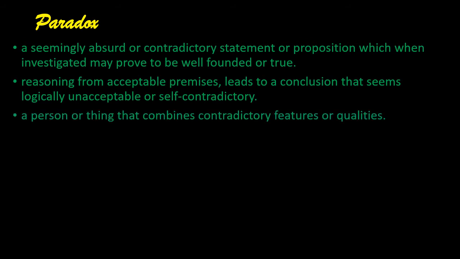A person or thing that combines contradictory features or qualities is also an example of paradox. Now the example: truth is honey which is bitter. Truth is honey also and bitter also. How is it honey? Because we should know the truth rather than believing the false.